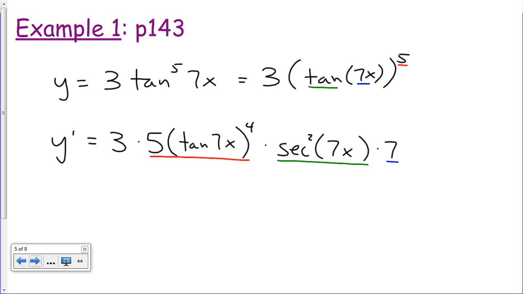And let's go ahead and simplify this then. 3 times 5 times 7. That's 15 times 7 there. That's going to be 105 times tangent to the fourth of 7x times secant squared of 7x. And there is our derivative.